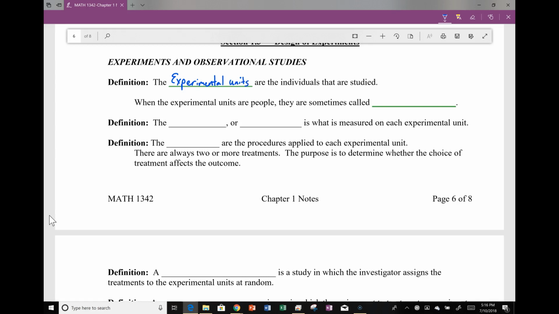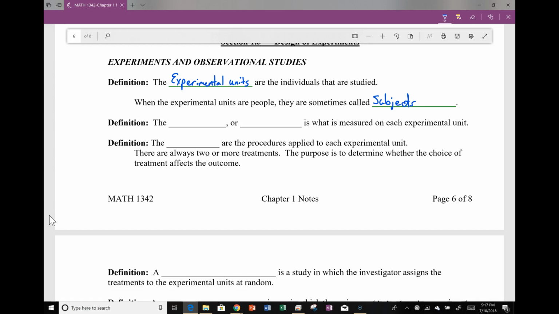are the individuals that are studied. So think about experimental units as either being the people that are taking a certain type of medicine, maybe the crops in a field, because those can be experimental units. It could be just about anything. Sometimes, especially when it's talking about people, they're also called subjects. So in other words, the subjects of our study.